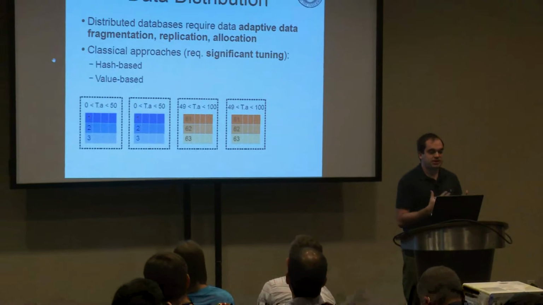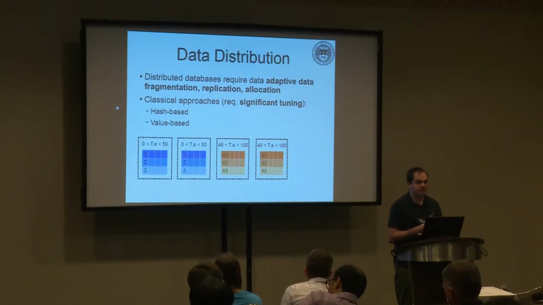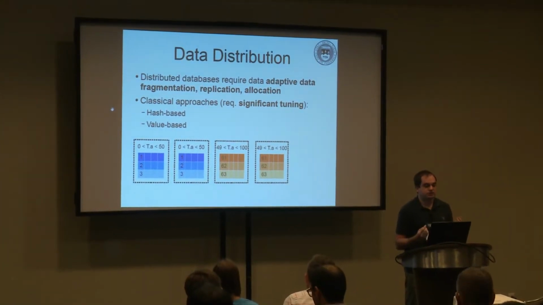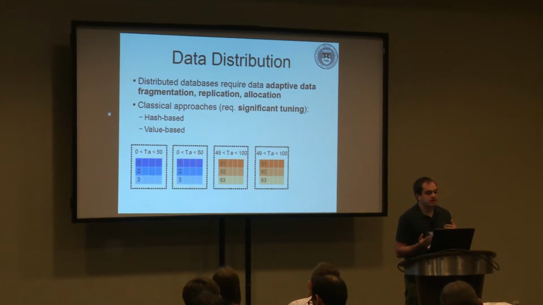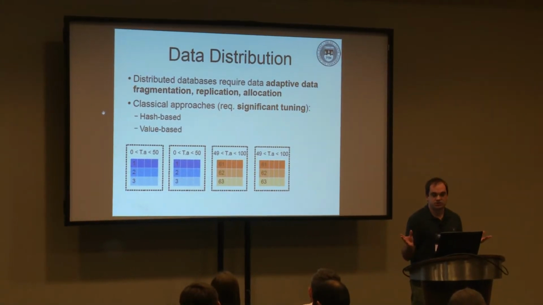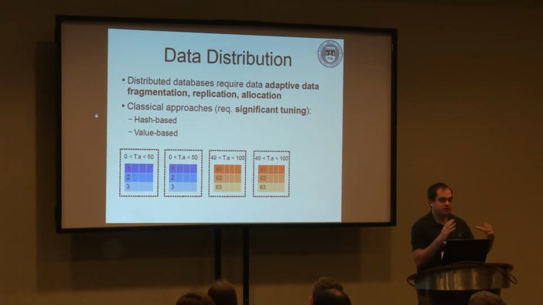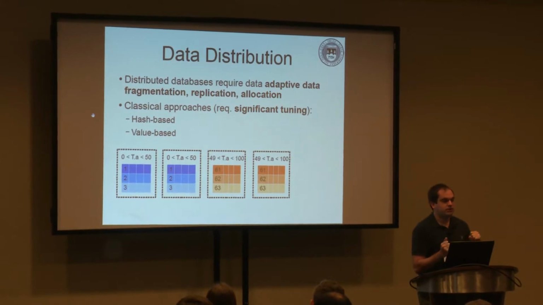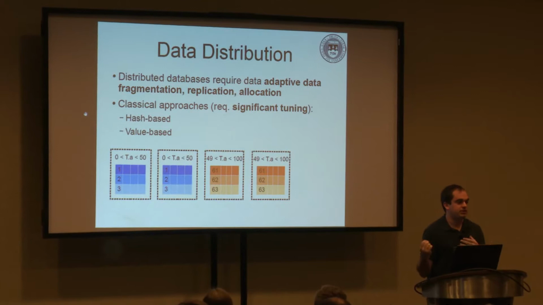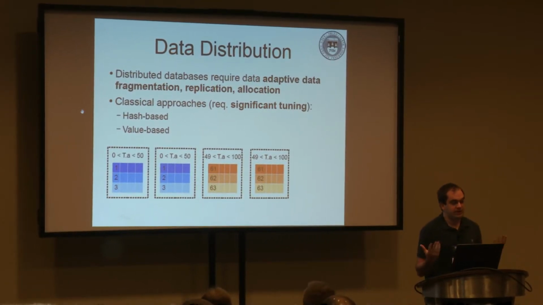In general, distributed database applications require an adaptive approach to fragmentation, replication, and allocation. Classically in the database community, the way that we handle this is either with a hash-based or a value-based data distribution scheme. At the bottom of the slide here, there's an example of a value-based distribution where some DBA has sat down and figured out, okay, if the value in t.a falls between 0 and 50, I'm going to put that in this particular fragment, and if the value is over 50, I'm going to put it in this other fragment, then I'm going to replicate this one twice, and I'm going to replicate this other one twice. So that's a classic value-based approach.